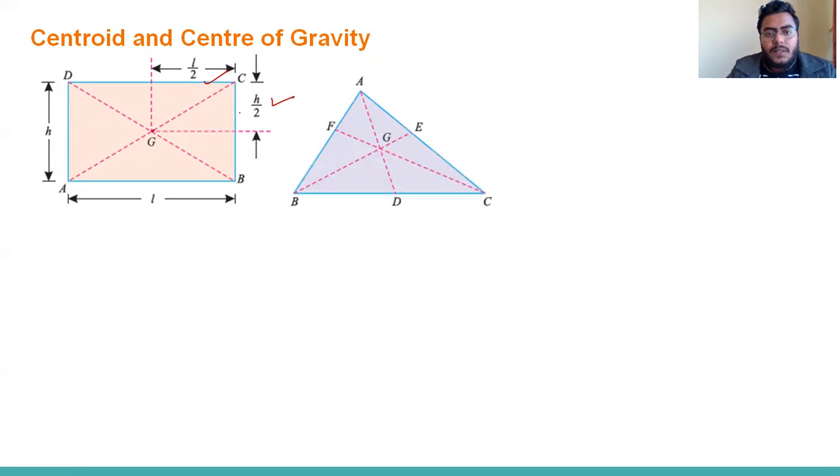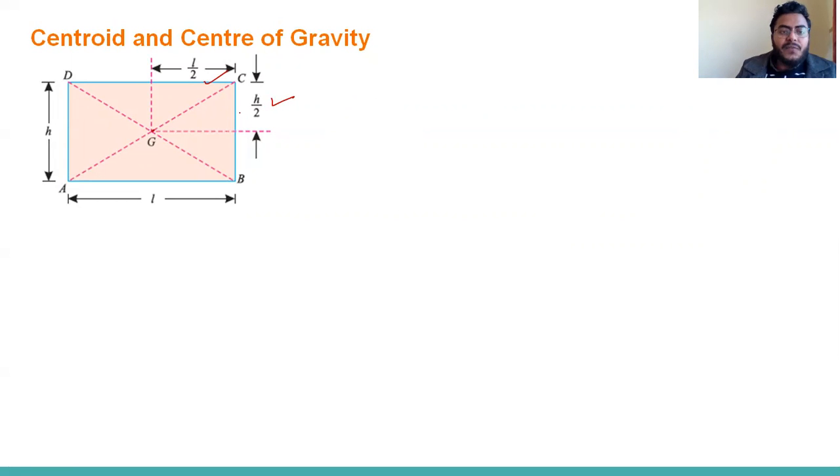Also we can locate the centroid as the meeting point of the two diagonals. So this is the meeting point. This is one diagonal, and this is the second. So they are meeting at a certain point. So this is also called the centroid.